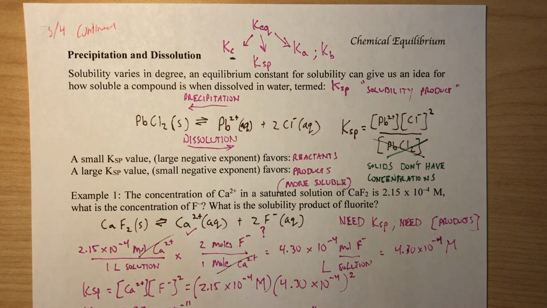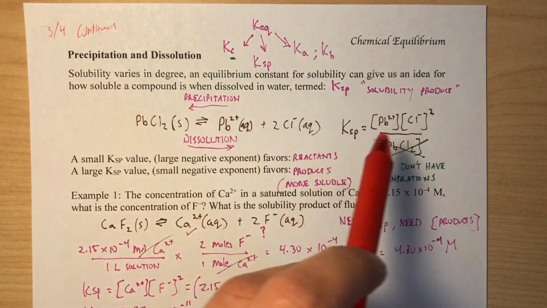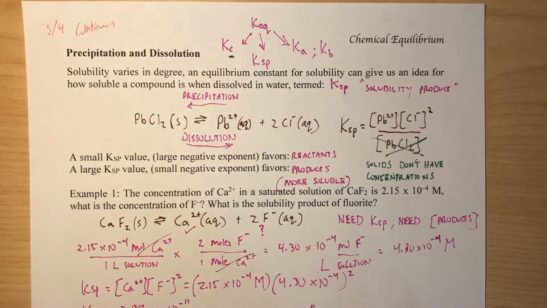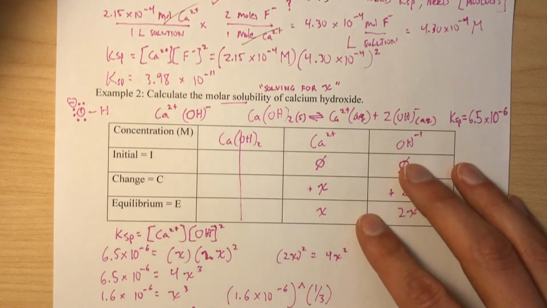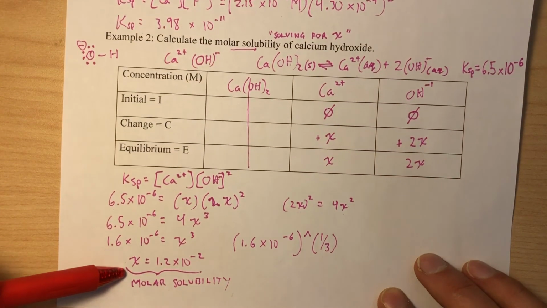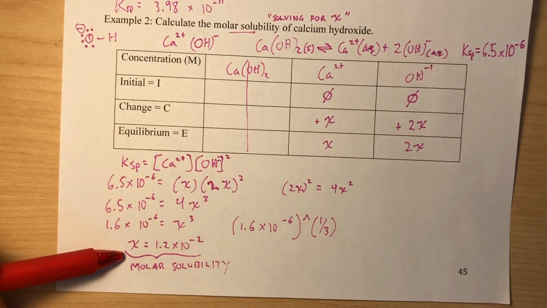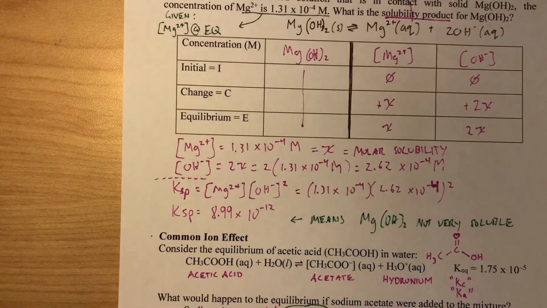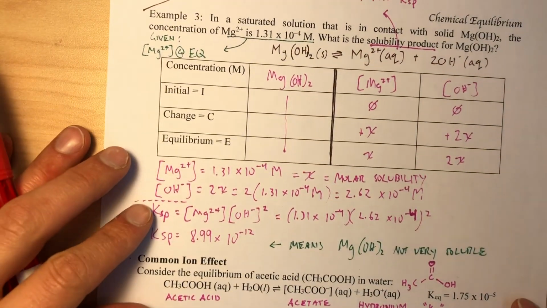Hi class, in our last lecture we introduced new topics such as solubility product, which is our equilibrium constant for things that are dissolving, KSP, and our molar solubility, which is solving for x, which we calculate down here at the bottom of page 45. So today we're going to continue with an example with magnesium hydroxide.